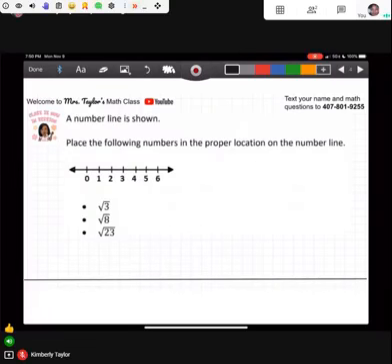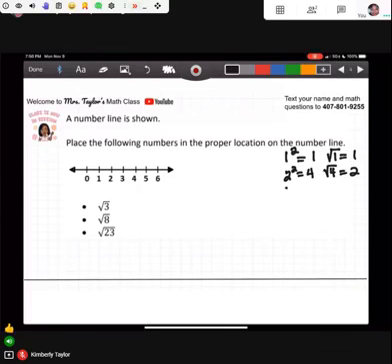So this problem says a number line is shown. Place the following numbers in the proper location on the number line. Before I actually place them on the number line, I want to show you your perfect squares. We know that 1 squared is equal to 1, so the square root of 1 is 1. 2 squared is equal to 4, so the square root of 4 is 2.